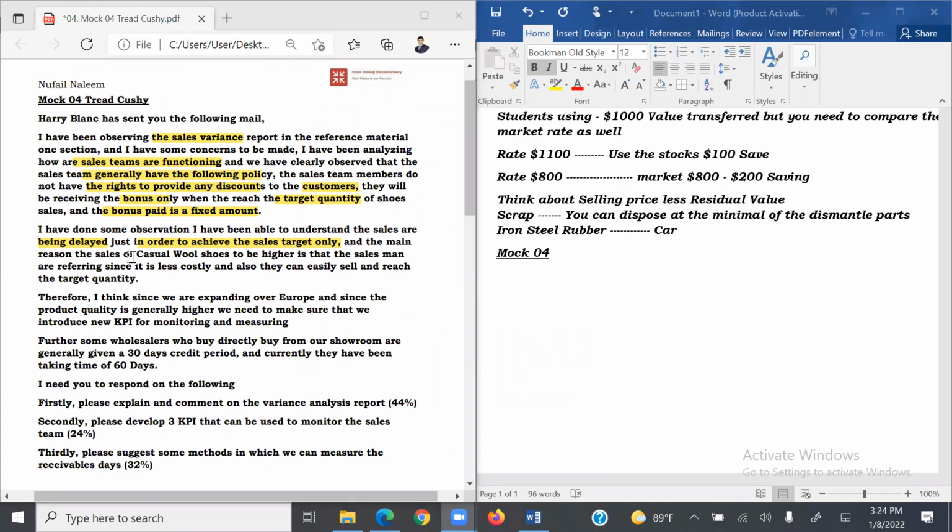And the main reason for the sales of the casual wool shoes to be higher is that the salesmen are referring them since they are less costly, so that they can easily sell and reach the target quantity. Now, students, as a consumer, you always prefer to go to the lower range. But it's the salesman who can market that product and try to give you some impression and ask you to go for the higher range as well. So students, are you getting that application at the moment? If you are, can I quickly get a Y in the chat box?